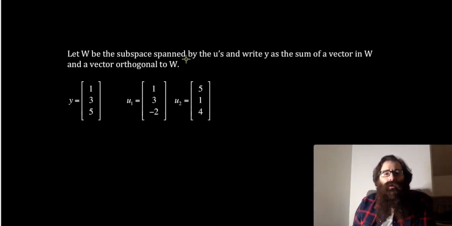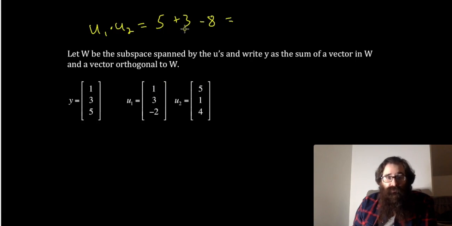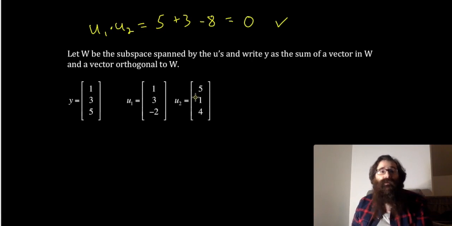So now I want to let W be the subspace spanned by U sub 1 and U sub 2. Write y as the sum of a vector in W and a vector orthogonal to W. Well, okay, let's go ahead and check first. Make sure U sub 1 dotted with U sub 2 gives us 0. So here 1 times 5 gives me 5. 3 times 1 gives me 3. Negative 2 times 4 gives me negative 8. 5 and 3 is 8, minus 8 is 0. We have an orthogonal basis.